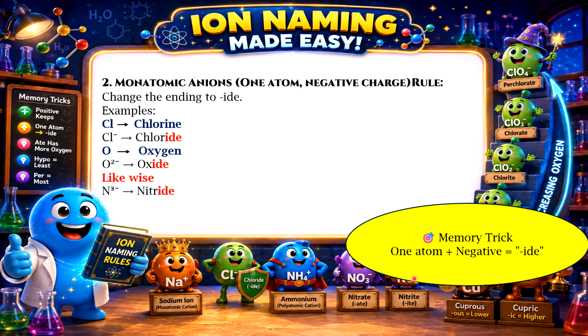So a memory trick for this: one atom plus negative equals IDE. Another way to remember: negative ions love hiding, that is why they become IDE.